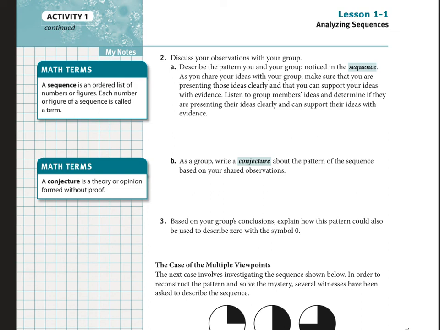So sometimes a conjecture is almost like a hypothesis, kind of like an educated guess. But it's going to be formed without proof. So our conjecture might just be something that says like the number of angles formed is equal to the number.